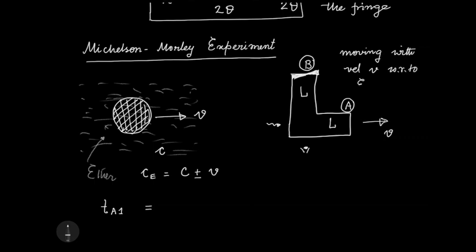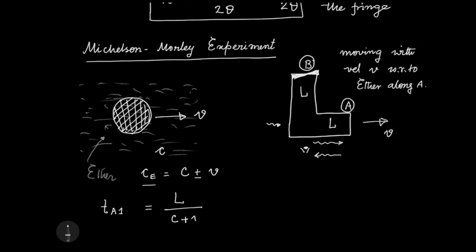With respect to ether along the arm A. Okay. So what will happen when the light is going this way and when the light is going this way, the effective speed of the light will change. One time it will be c plus v, other time it will be c minus v.